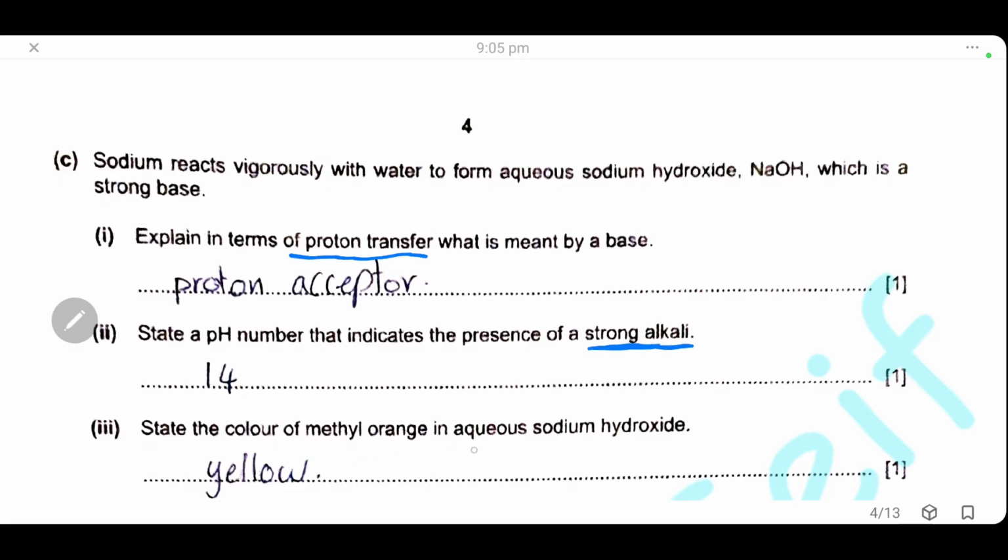State the color of methyl orange in aqueous sodium hydroxide. Methyl orange is yellow in alkaline media, orange in neutral media, and red in acid media. So here we have sodium hydroxide, which is a strong alkali, so the color will be yellow.